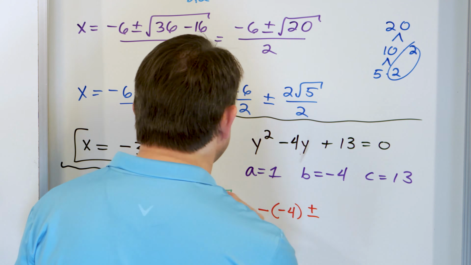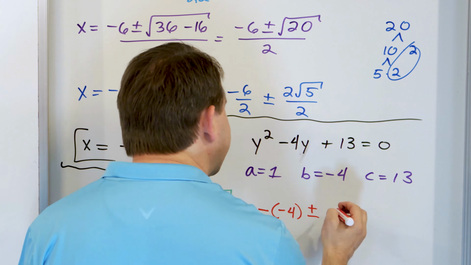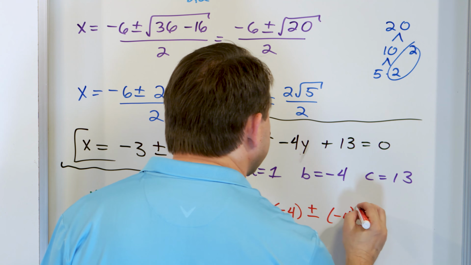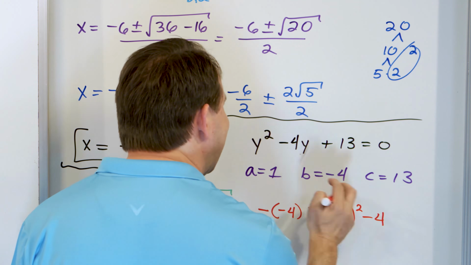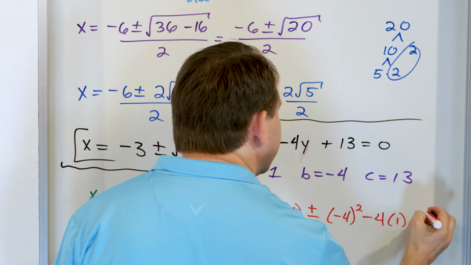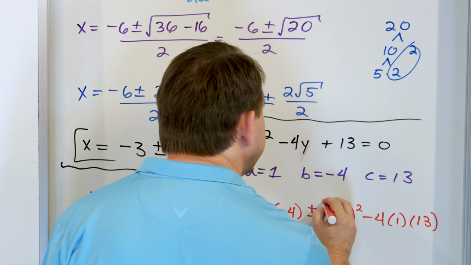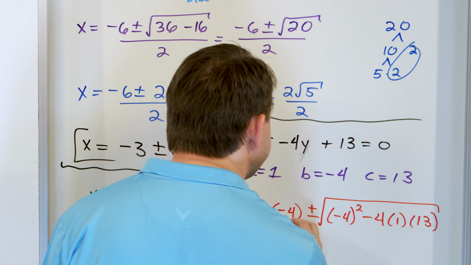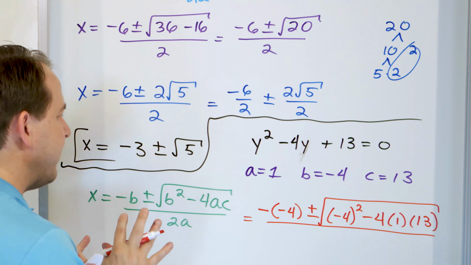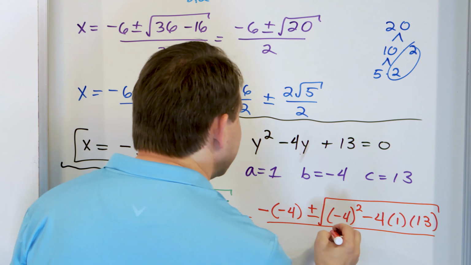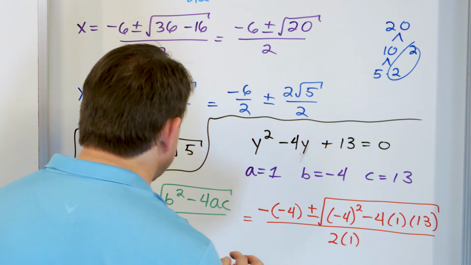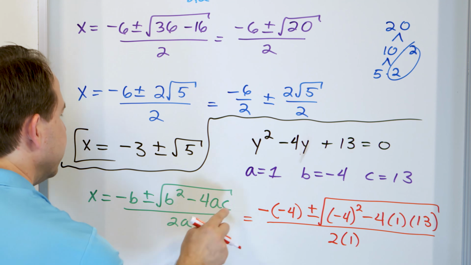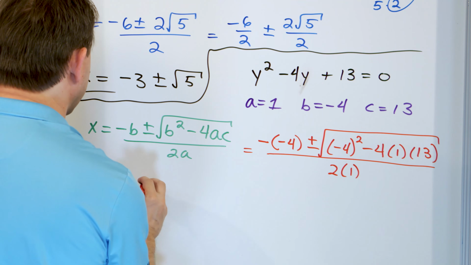Then you have plus or minus, and on the inside b is squared, but b is negative, so you have to write it as -4 squared, minus 4 times a, which is 1, times c, which is 13. And the square root is wrapped around this whole thing. It's very important that you write it down like this so you don't make any problems with the signs. On the bottom is 2 times a, which is 2 times 1. So then x is going to be equal to, the negative of -4 is +4, plus or minus.